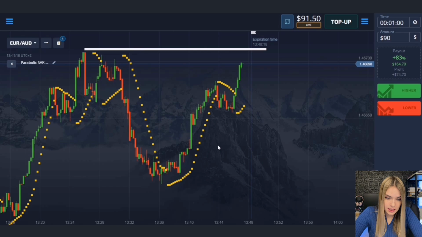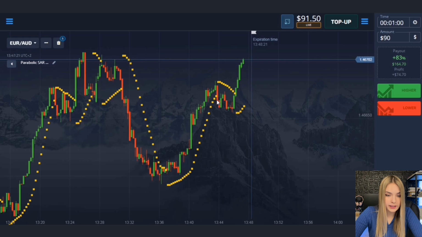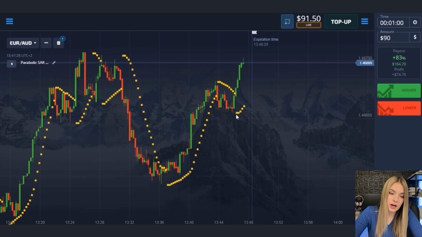There is a resistance level at the top here, and we also see that after a small pro trade and rollback, the price continues its upside movement to this level again. We also see that several points have already appeared at the bottom of our graph. This also tells us that in the near future the price will continue its upside movement.